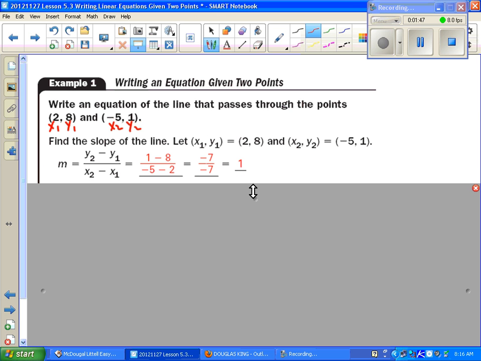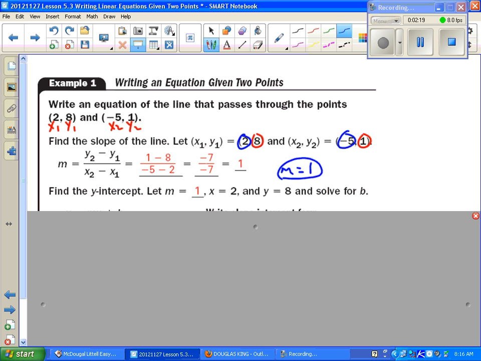Y sub 2's value is 1. We're just taking it from right here. Y sub 2's value is 1. So 1 minus y sub 1's value is 8. 1 minus 8 over x sub 2's value is negative 5 minus x sub 1's value is 2. So 1 minus 8 is negative 7, and negative 5 minus 2 is negative 7. Negative 7 over negative 7 means divide by negative 7. So your m value, m equals 1, is what you end up with there.